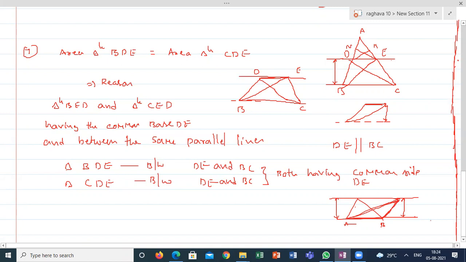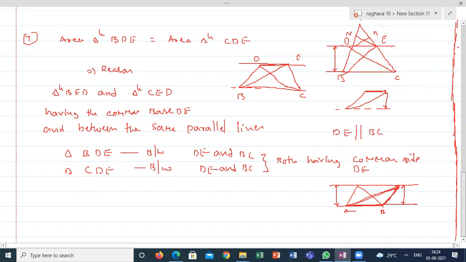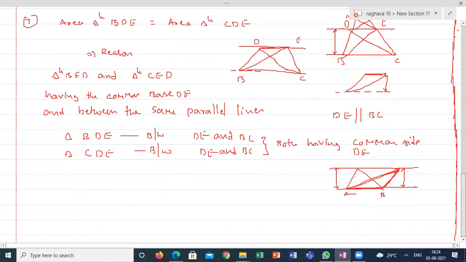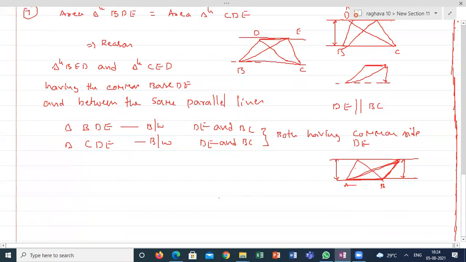The seventh point is a little bit more important. That's the reason I wrote this much explanation for the seventh point. Is it clear, guys? Why the areas are equal? Does anyone have any doubt?